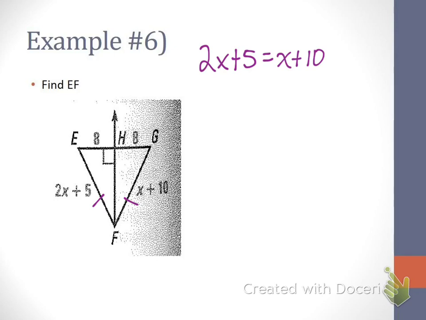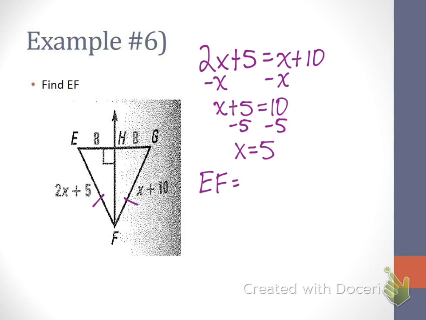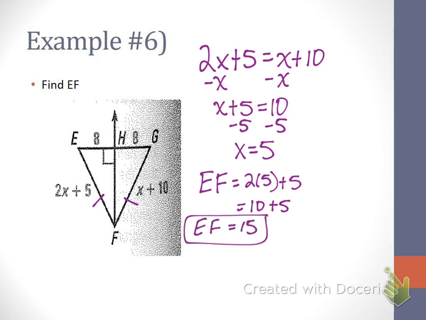To solve it, I would... Good. We want all of our x's together. So that leaves me with what? Good. Last step. Subtract the 5, x equals 5. Are we done? No, they wanted us to find EF. So we plug it in. Of course, it doesn't really matter which one you plug it into. They should be the same. 2 times 5 is 10 plus 5. EF equals 15. Final answer.